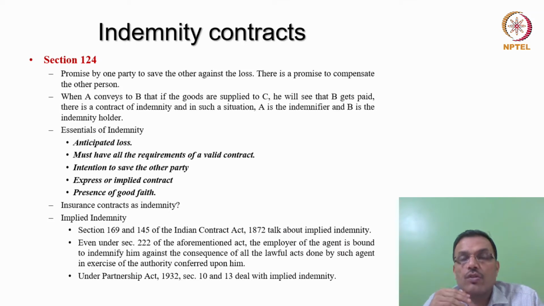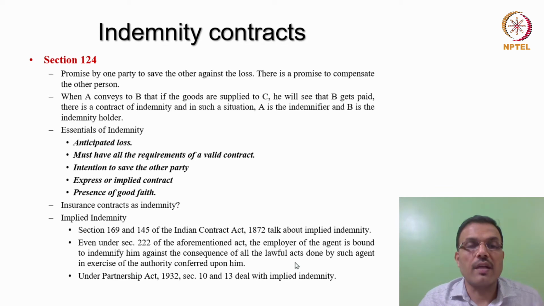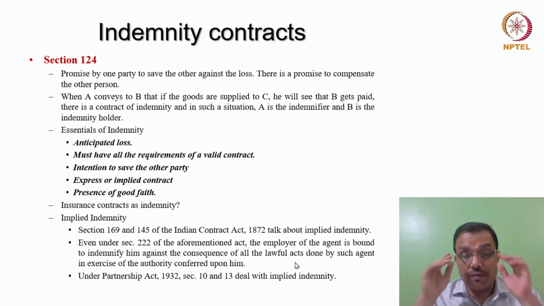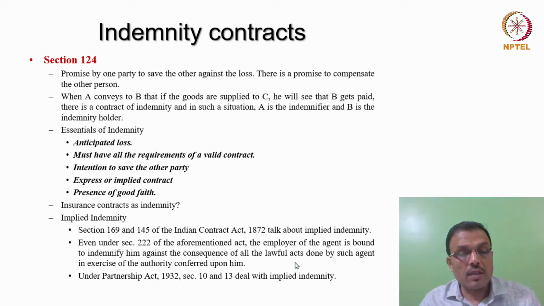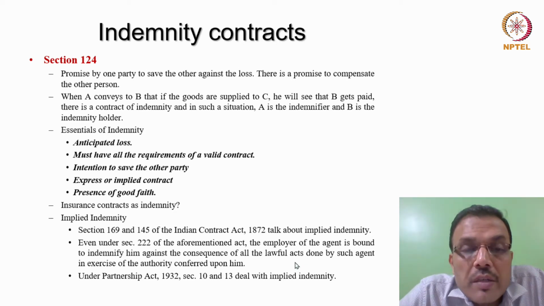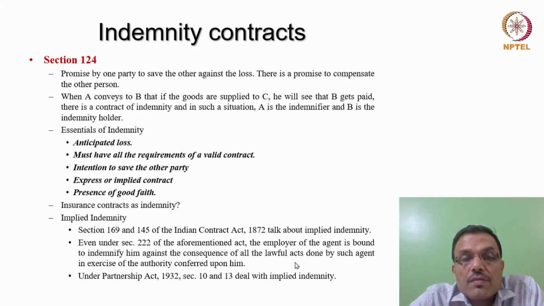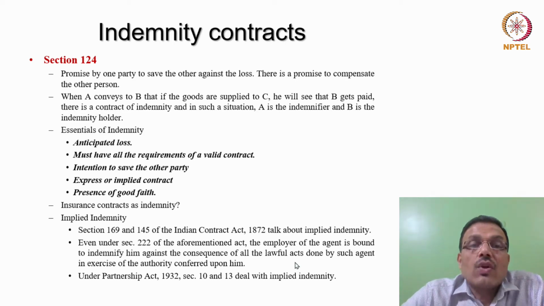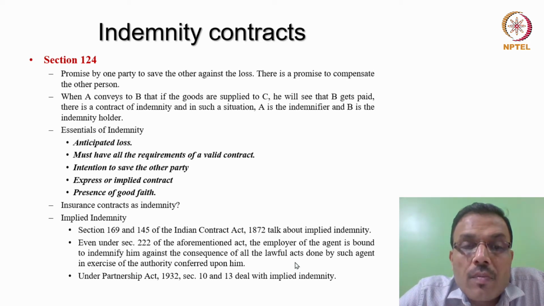Friends, now moving on to understanding another type of special contract that has been covered in the Indian Contract Act 1872, and which in contemporary contracts assumes a great amount of significance, in terms of having a clause in a contract or trying to cover the losses through such contracts. That's called indemnity contracts.